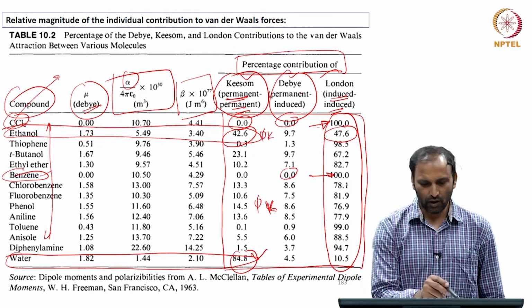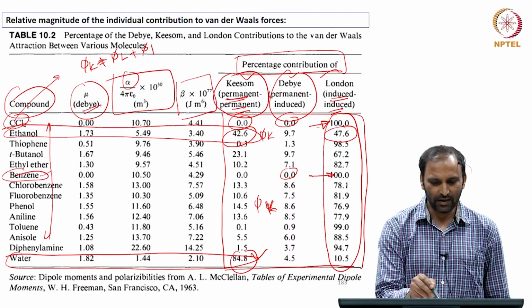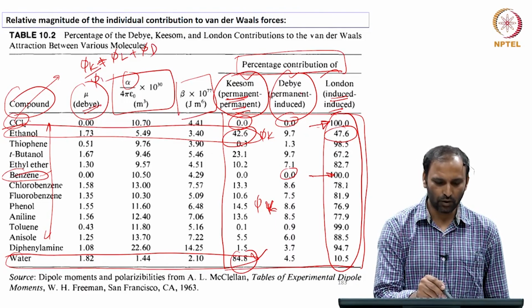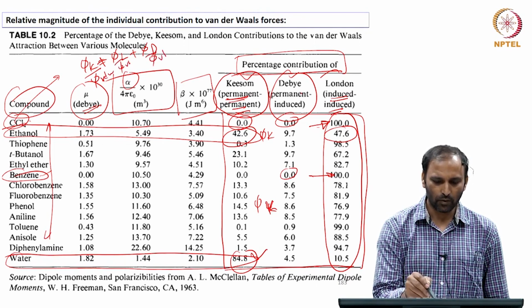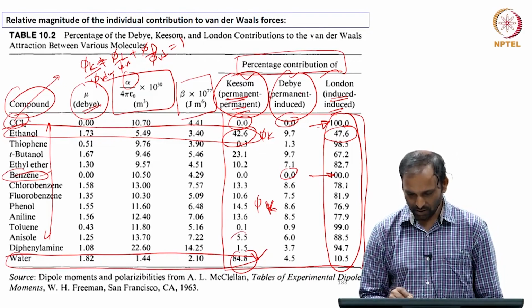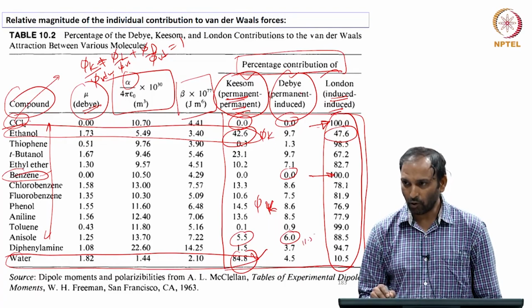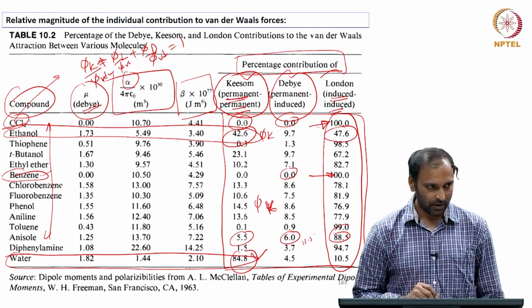So, I can say that phi k plus phi L plus phi d divided by the total phi, phi van der Waals, should be equal to 1. That is what it will turn out. If you look at this number, that is 5.5 plus 6, that is going to be 11.5, plus 88.5, that is going to be 100 percentage.